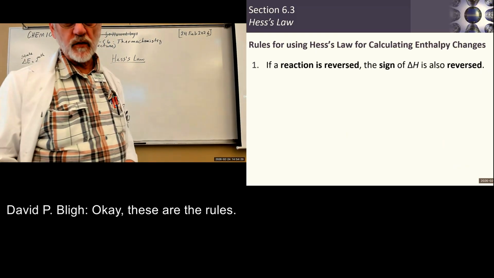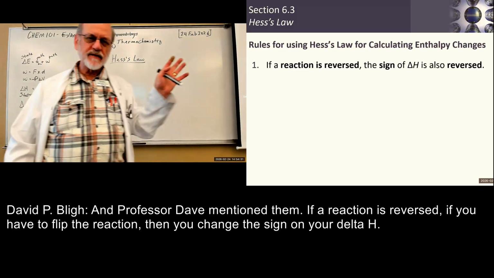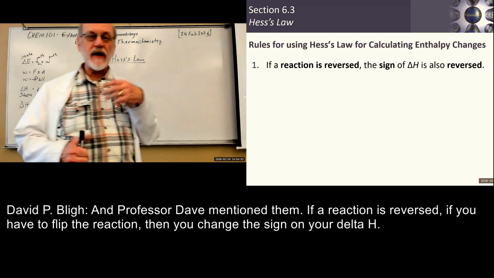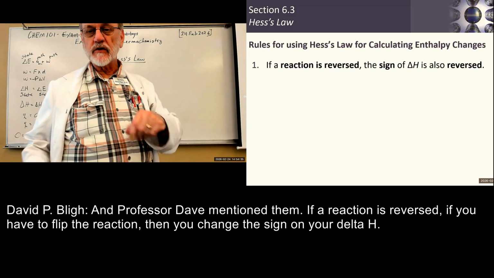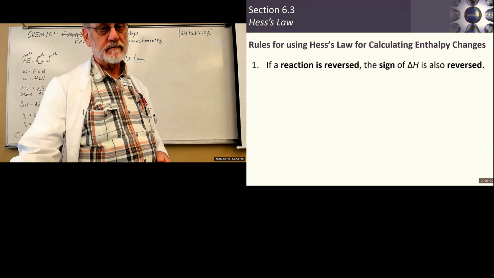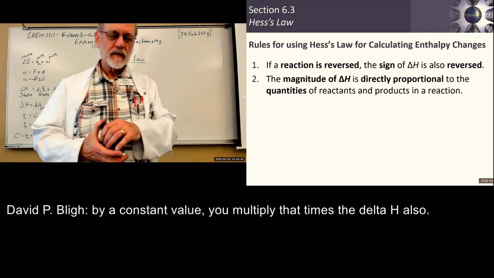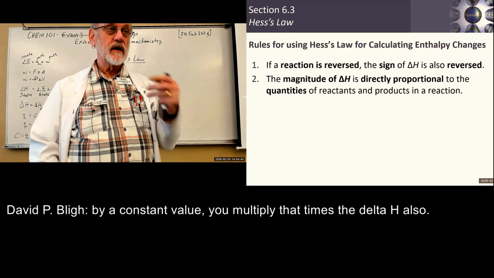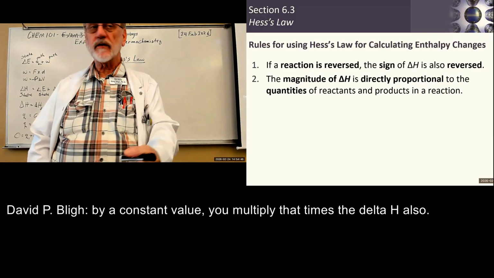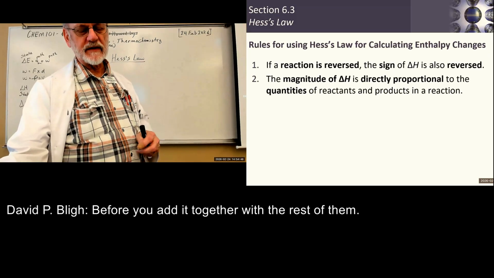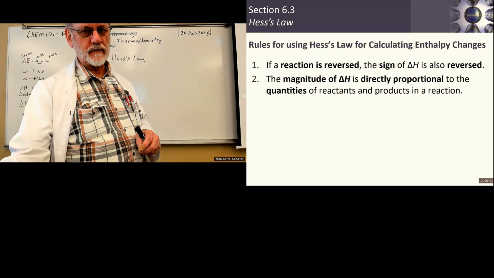These are the rules, and Professor Dave mentioned them. If a reaction is reversed, if you have to flip the reaction, then you change the sign on your delta H. If you have to multiply by a constant value, you multiply that times the delta H also before you add it together with the rest of them.